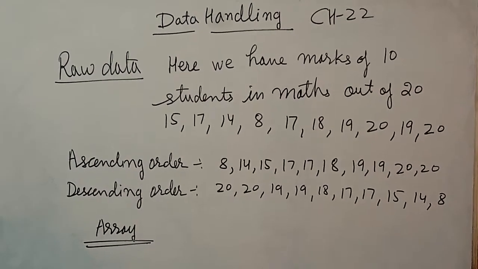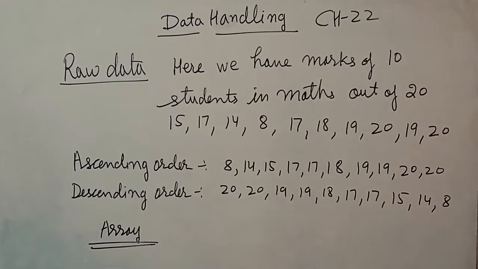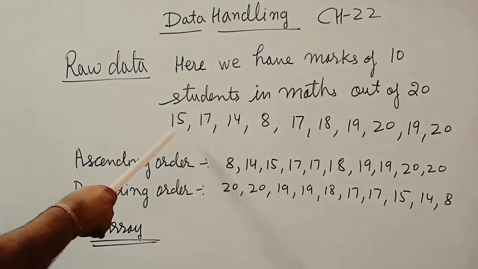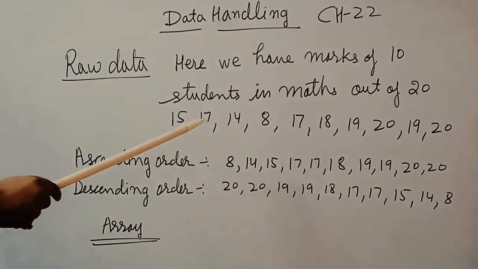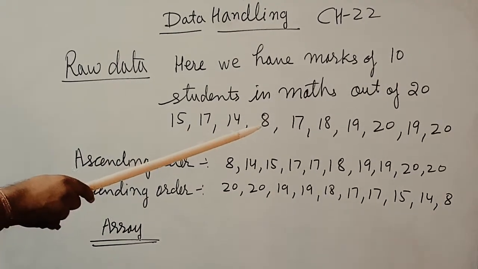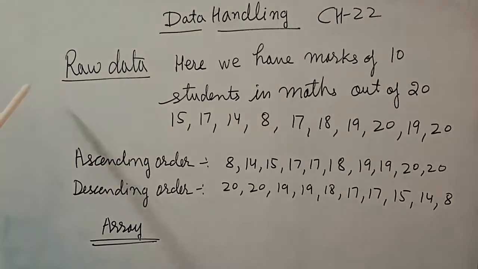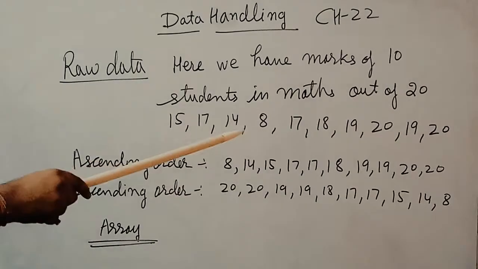Children, we have raw data. What is the raw data? Here we have marks of 10 students in maths out of 20: 15, 17, 14, 8, 17, 18, 19, 20, 19, 20. That is collected, and is known as raw data.